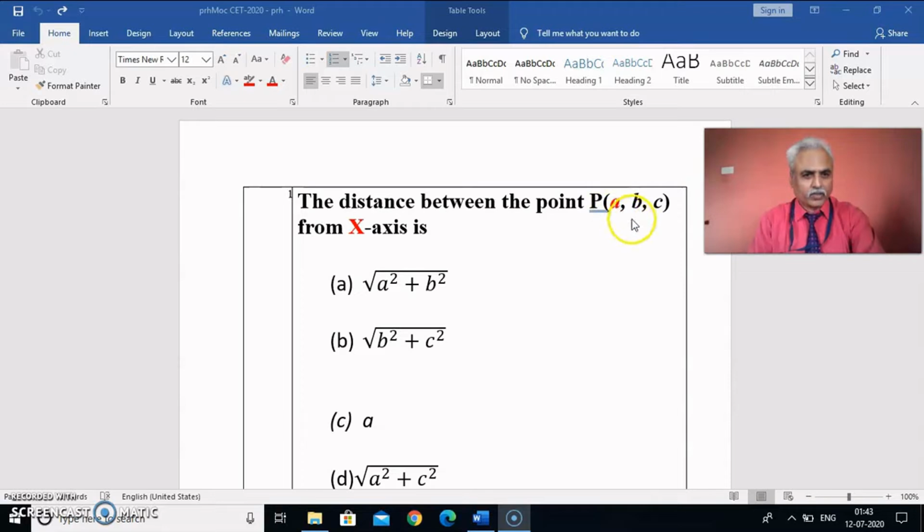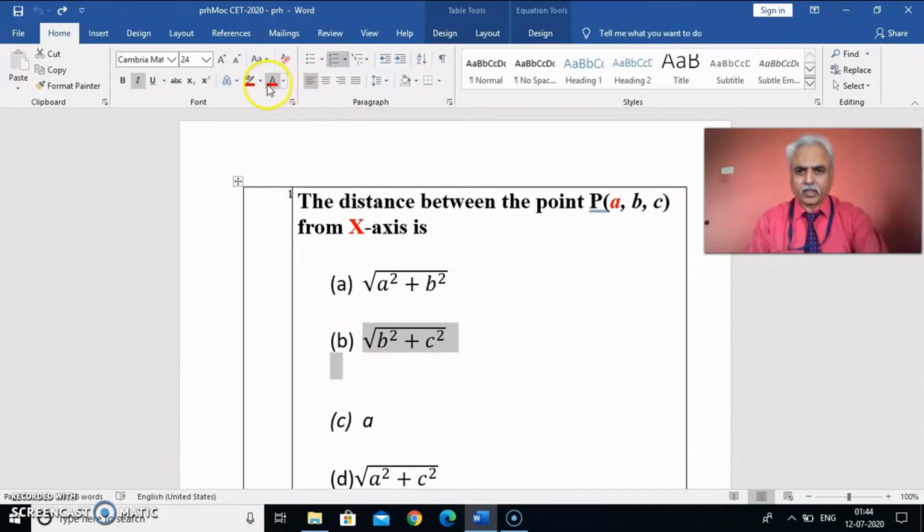This is the x coordinate, this is the y coordinate, this is the z coordinate. So ignore the x coordinate, remaining b and c. So square root of b squared plus c squared. Once again, since it is the x-axis, you have to ignore the x coordinate. Remaining is b and c. So come to b and c and just mark it as your answer in this form.